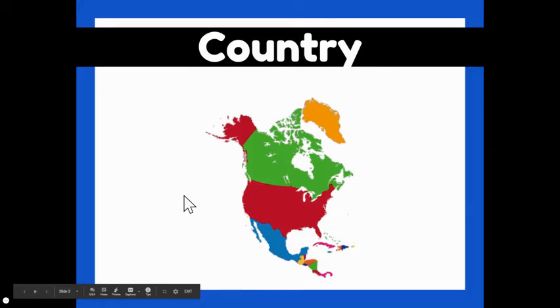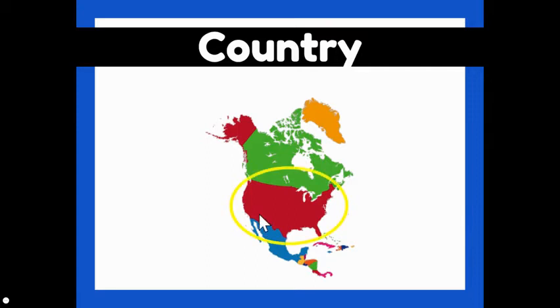Do you know in North America what country we live in? We live in the United States. It's this red country in the middle, but it also includes Alaska up here and Hawaii out here that isn't on this map. So the country we live in is the United States.